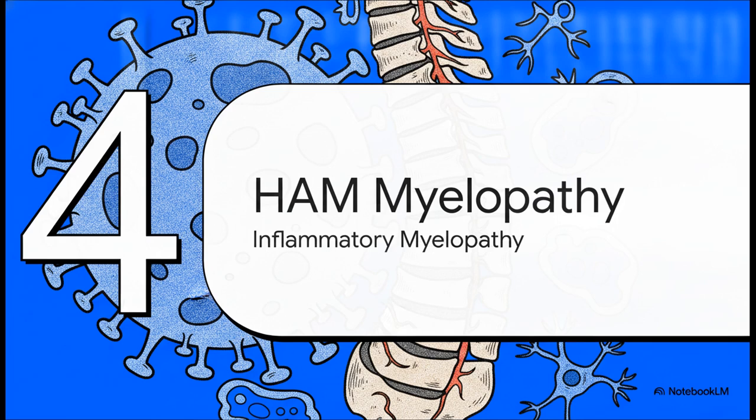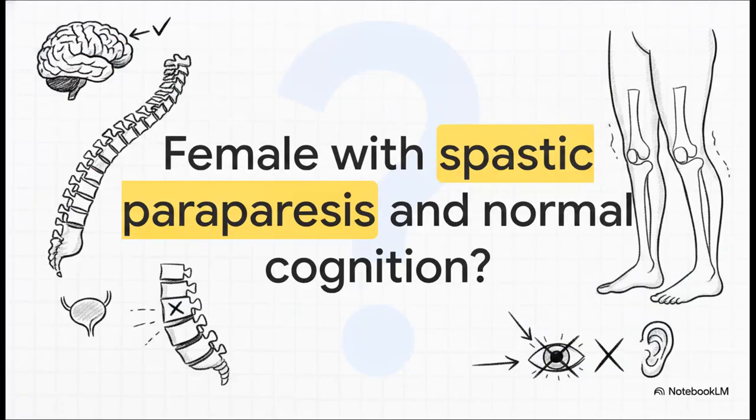This is the second major, but completely different, clinical face of the virus. Put yourself in the test writer's shoes for a second. This clinical vignette is meticulously crafted to trick you into diagnosing multiple sclerosis. You have a progressive neurological decline, weakness and stiffness in the legs, bladder dysfunction, maybe some back pain.